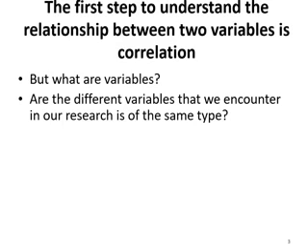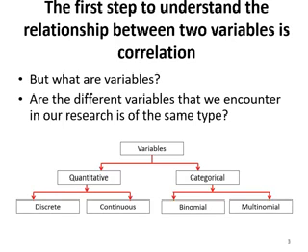Are the different variables that we encounter in our research of the same type? Obviously not. All the variables are not of the same type, so we can classify the variables as quantitative variables and qualitative or categorical variables. Quantitative variables are those which are expressed in terms of quantities. They are either discrete or continuous. By discrete, we mean that these variables take some fixed values, generally integral values like 1, 2, 3, 4, 5, 6. Even 0 may be one of the possibilities. These are called discrete variables.